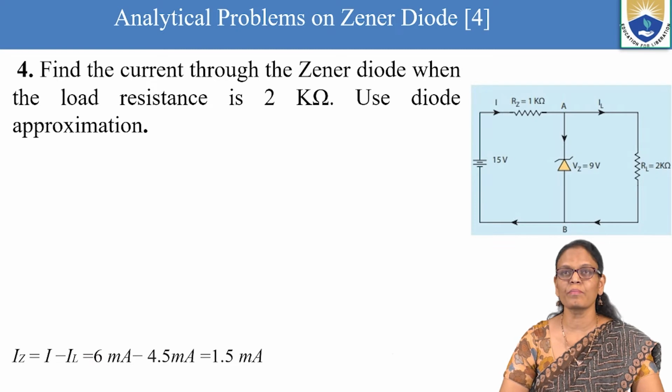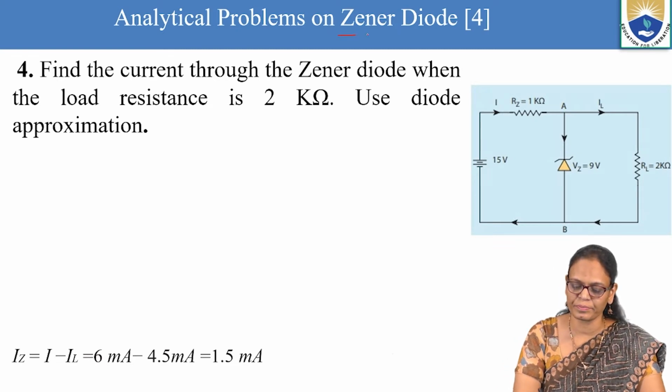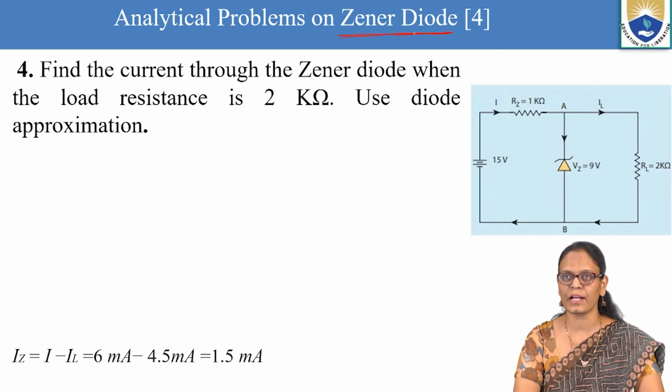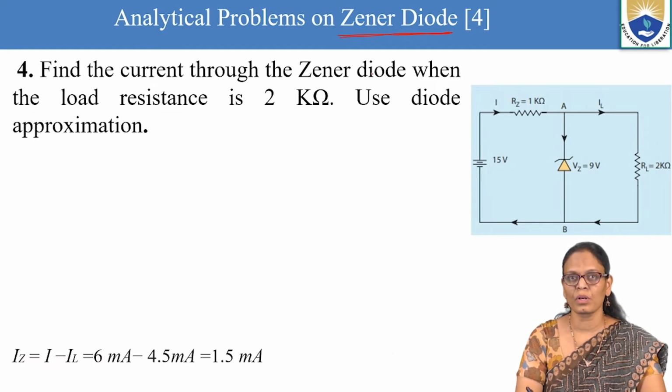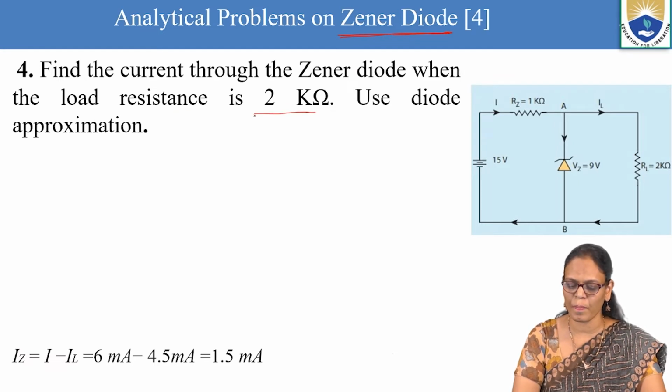Next, we'll see a numerical based on Zener diode. Till now, we have seen numericals based on light emitting diode. So this is on Zener diode. Find the current through the Zener diode when the load resistance is 2 kilo ohms.